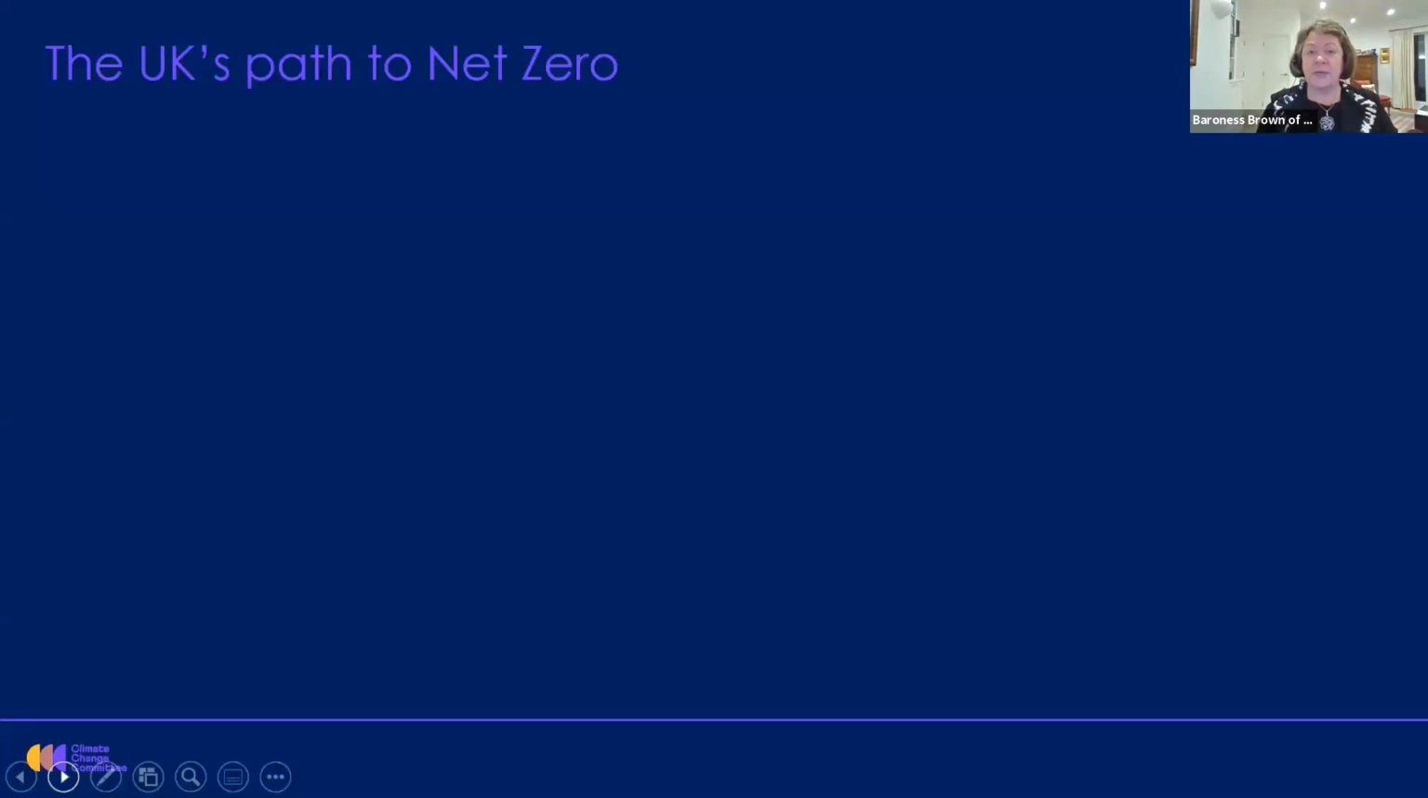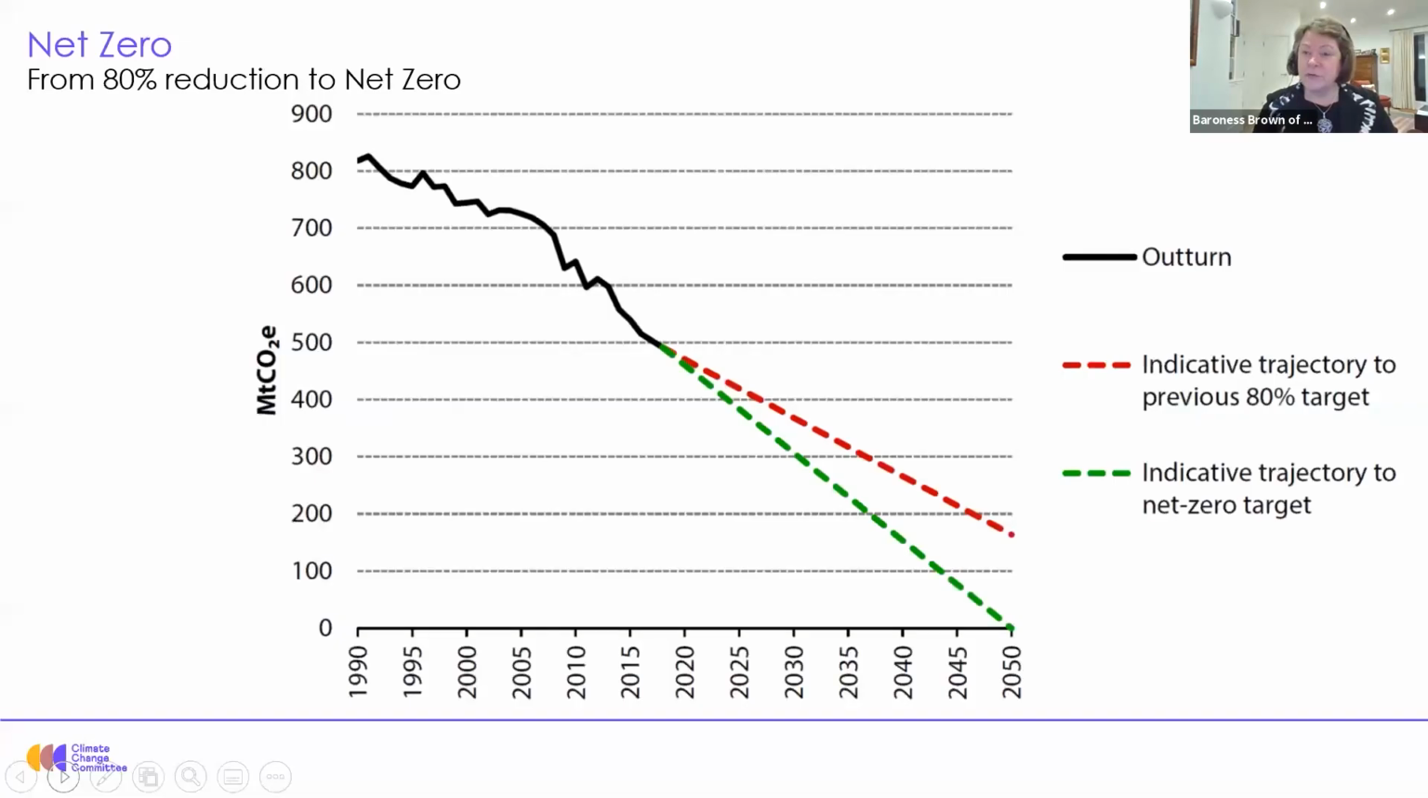So what about our path to net zero in the UK? Well, first of all, I think it's just worth noting that this shows where we have been, how emissions have been coming down to around about 2018.